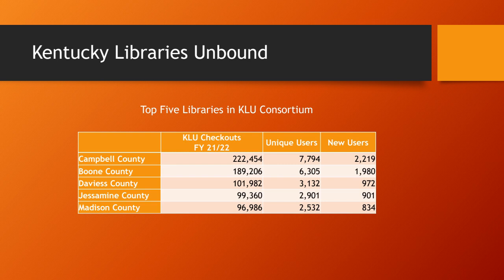Okay, so part of the assessment is also to look at our digital collection. Campbell County is a member of Kentucky Libraries Unbound, and I don't mean to ruffle any feathers with this slide, but yes, we did have the highest circulation, the highest number of new users in fiscal year 21-22. And let's see, we had 18% more checkouts than Boone County, which had the next highest level of checkouts after us. And we also gained 12% more new users than Boone.